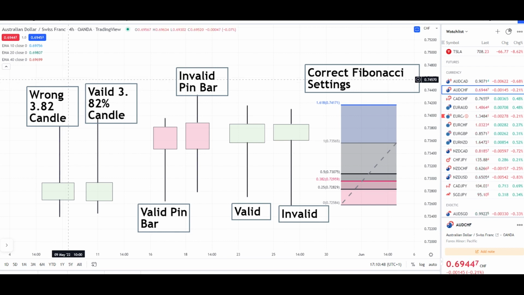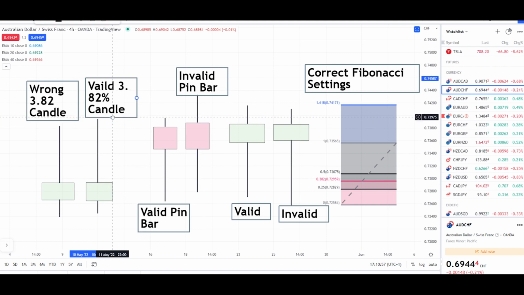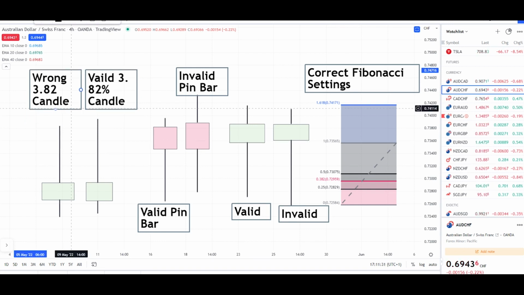So let's start with our first candlestick pattern, which is right here, and you must have heard me talking about this candlestick a lot, which is our 382 Fibonacci candle. So right here we have a wrong 382 Fibonacci candle. I know that looks valid to you. By looking at it, it looks valid to anyone who is new to trading, and for that we have a tool to check if this is a valid 382 candle or not, and that is our Fibonacci tool.